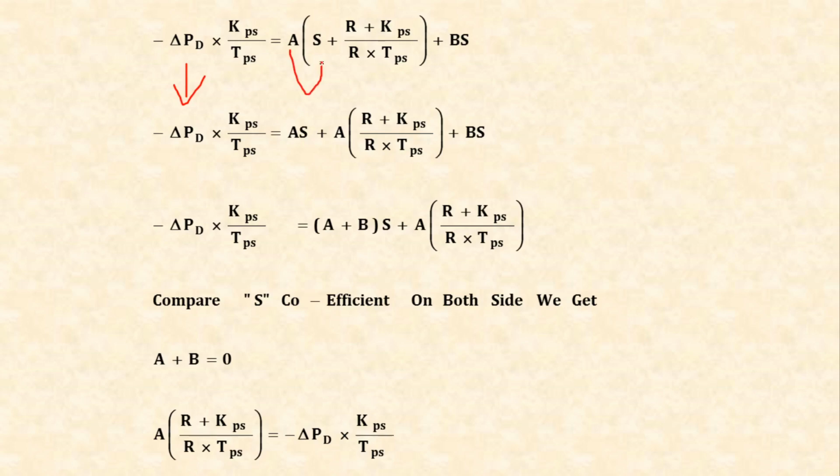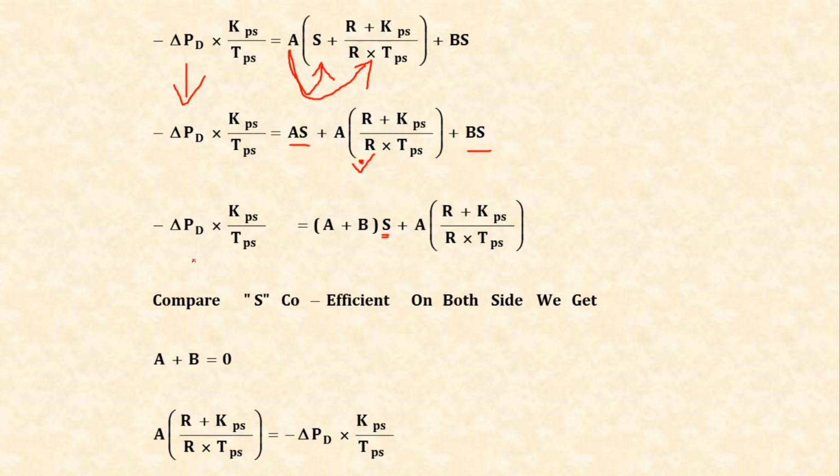I will multiply A with this term. So A into s, and again multiply A with this term. So A into r plus Kps upon r into Tps, and this B into s will be as it is. Now again I will separate the term with s and the term without s. So over here As plus Bs. So I will take s common. So in the bracket there will be A plus B. Now this is the constant term, A into r plus Kps upon r into Tps.